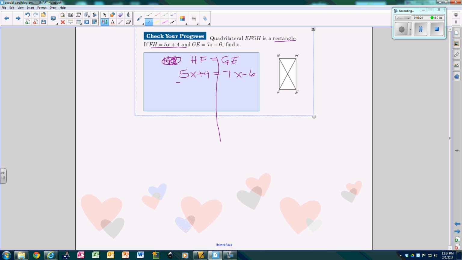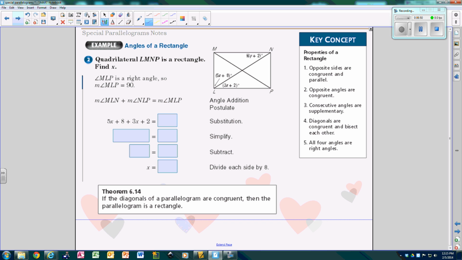So I'm going to subtract 5x from both sides. I get that 4 is equal to 2x minus 6. I'm going to add 6 to both sides. Now I've got 10 is equal to 2x, and I'm going to divide by 2. So x is 5. All right, next page.